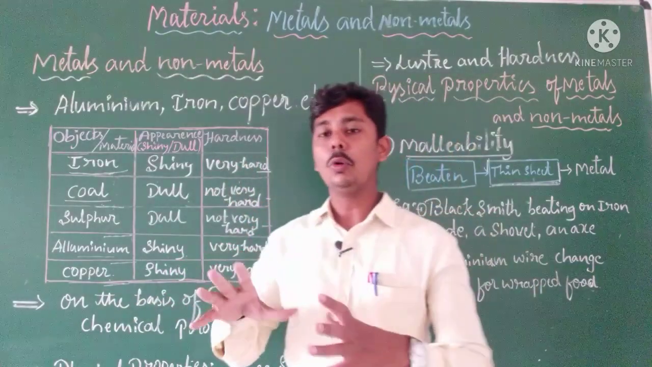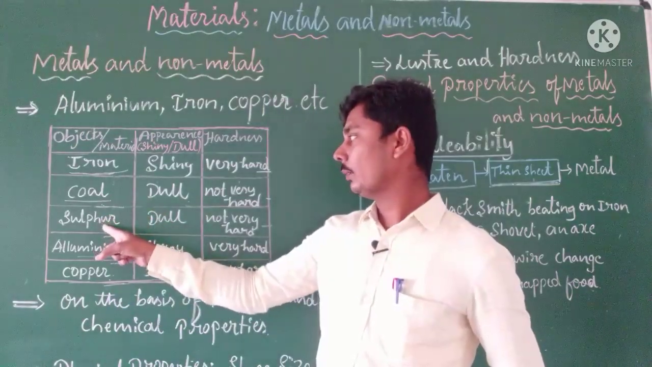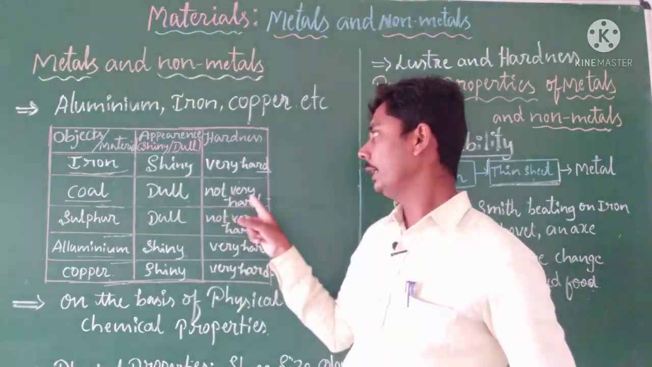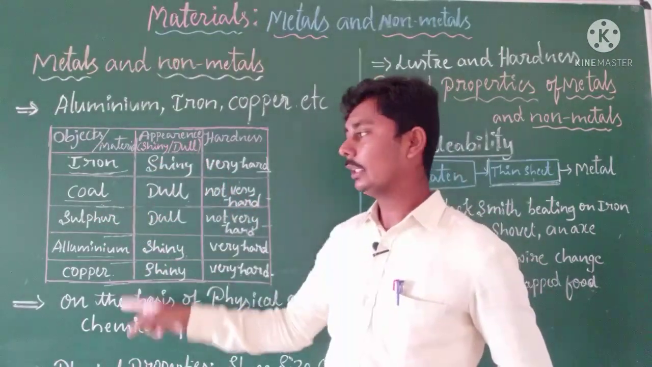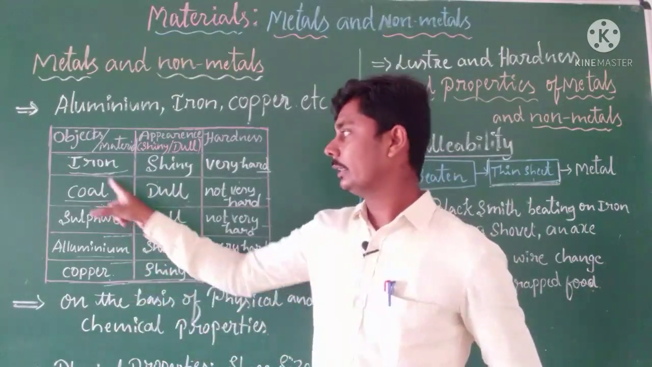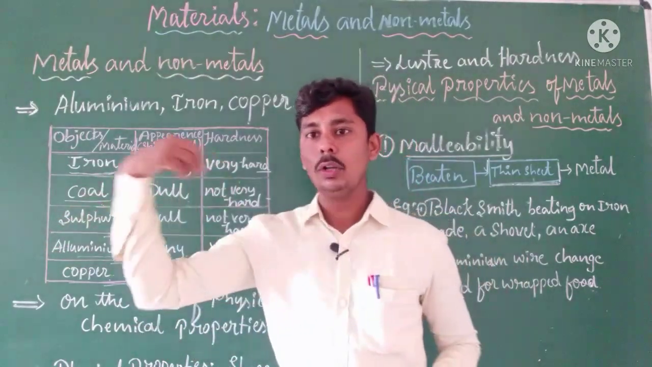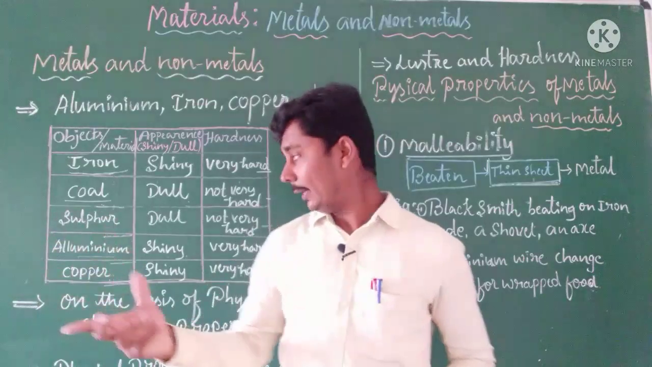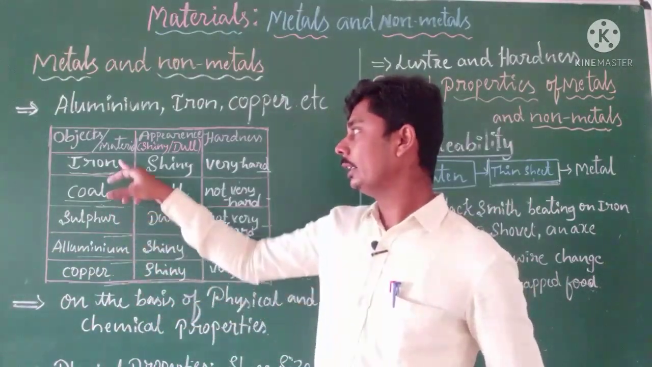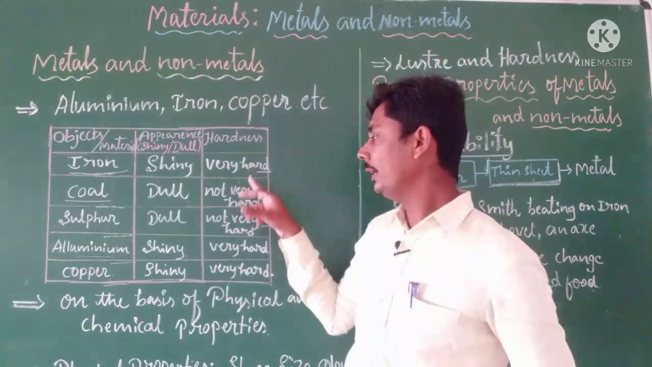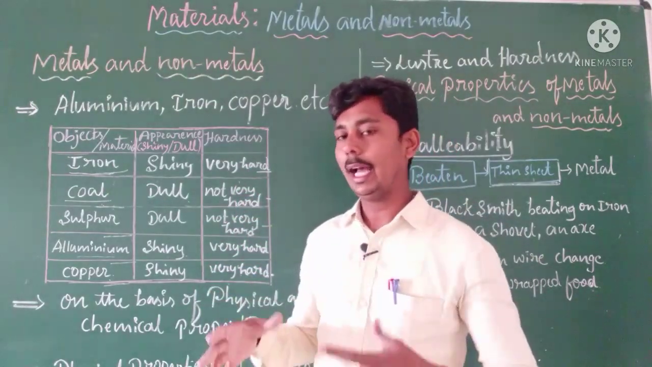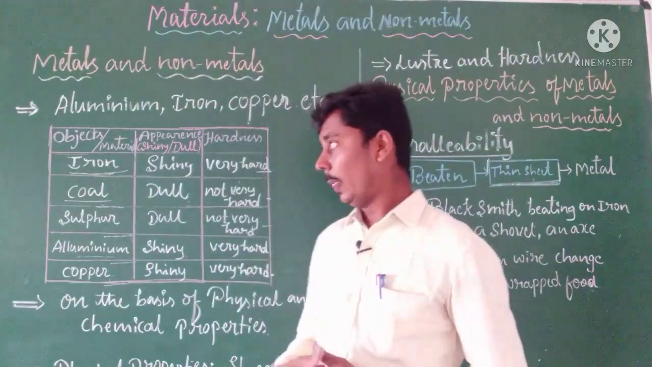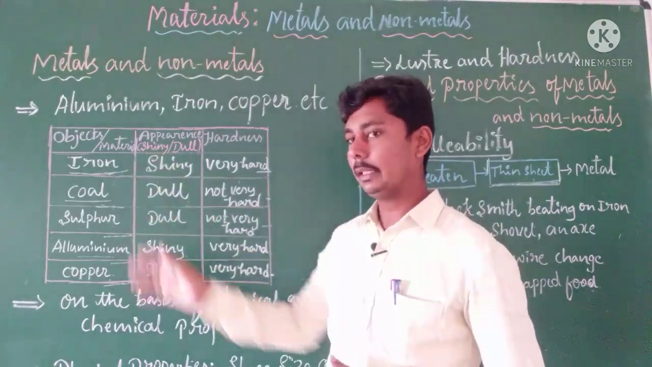We can group them into two types. Coal and sulfur show a dull nature. Coal and sulfur are not very hard compared to other materials. Okay, these two materials are separated into one group, and the other three materials are separated into another group. Why? Because the three materials show shininess and are very hard also. They have some similar characters, so we can make them into another group. Okay, these are the materials.